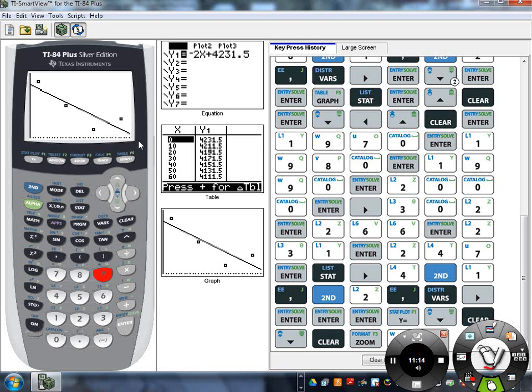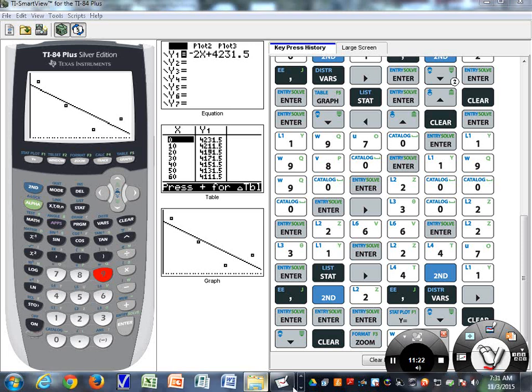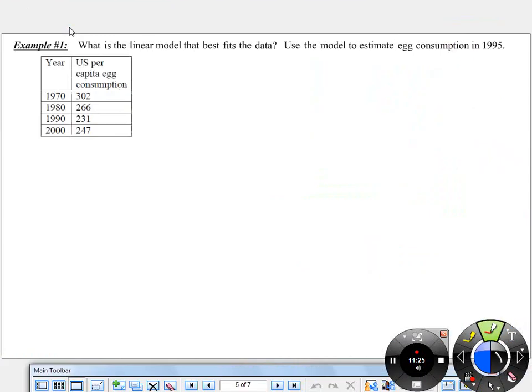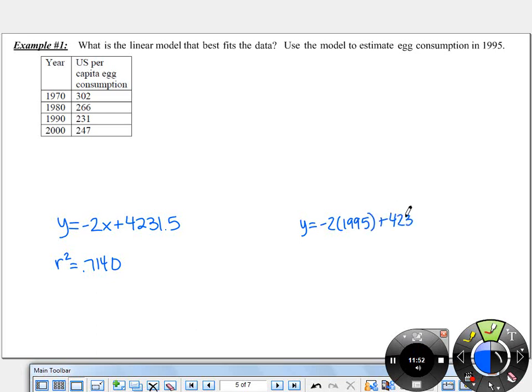And then it says use the model to estimate egg consumption in 1995. So I'm going to go back on my note guide and write down what I figured out. So the linear model of best fit for this data was y equals negative 2x plus 4,231.5. As a note, it had an r squared value of 0.7140, because that could be important later. For the egg consumption in 1995, I basically need to take and plug in the year 1995. I used whole year values, so that's what I'm going to go ahead and use here.